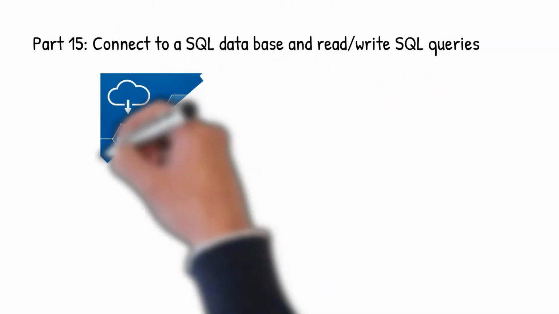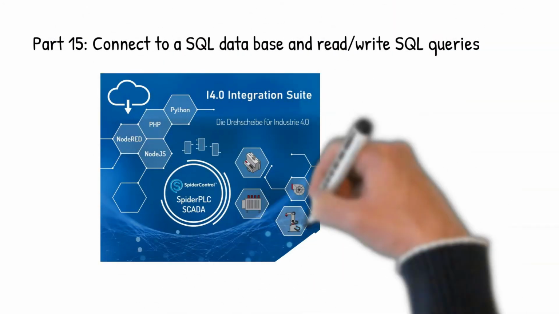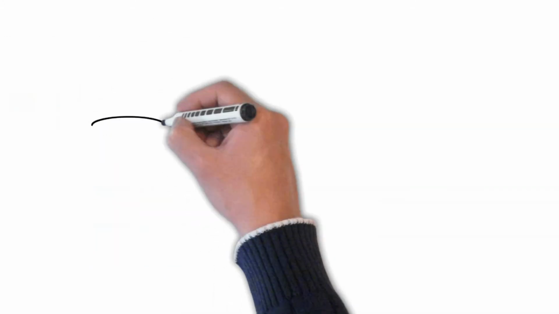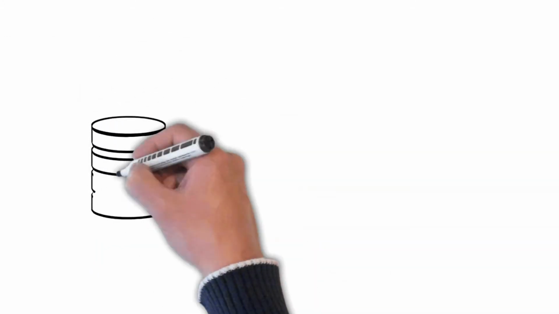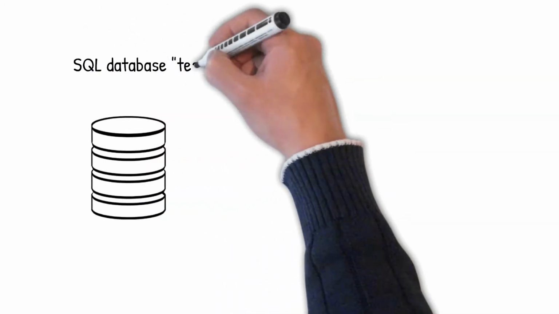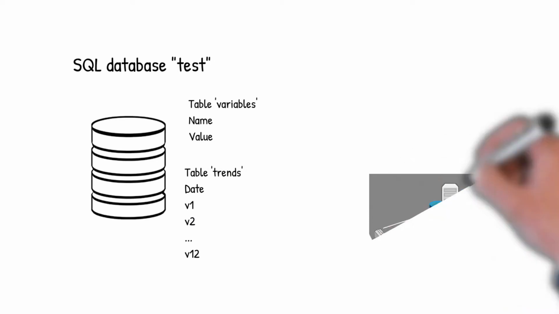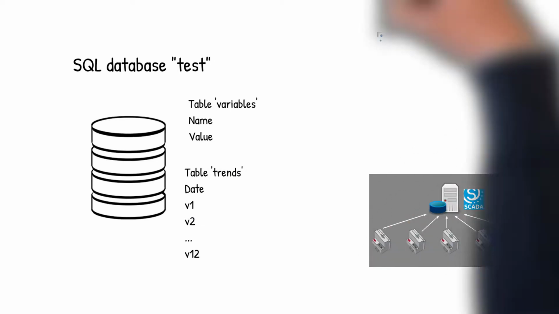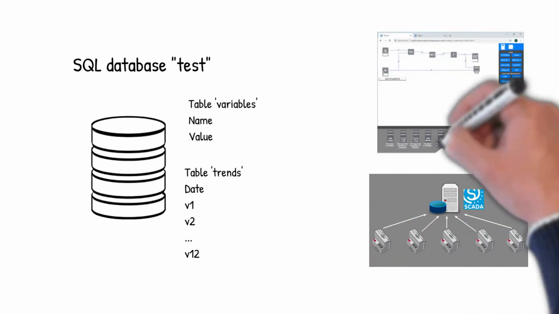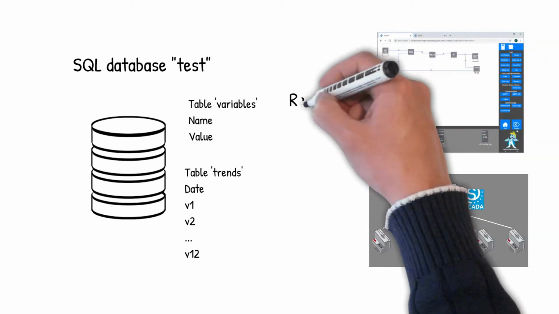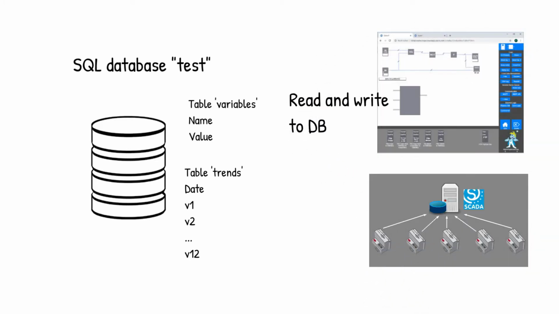This is the I4.0 Integration Suite, part 15: connecting to an SQL database and reading and writing using SQL queries. Imagine we have a database called test containing two tables with the names variables and trends. On the other side, we have a SCADA server with an internal namespace and a Spider PLC, and we would like to have a functional block which is able to read and write to this database.